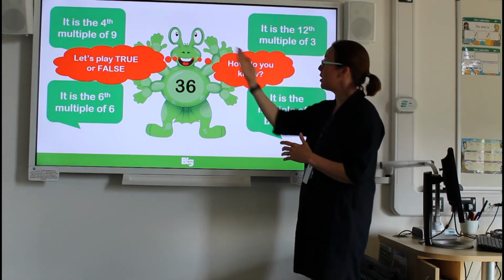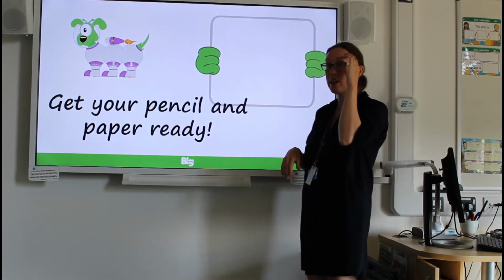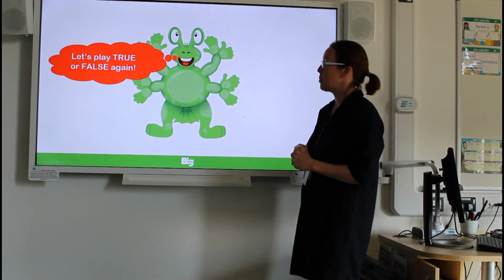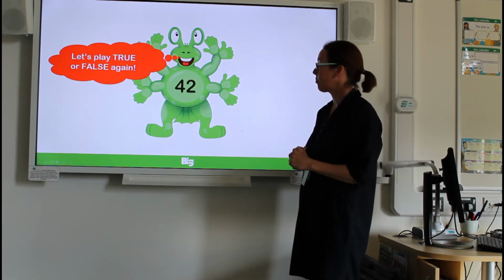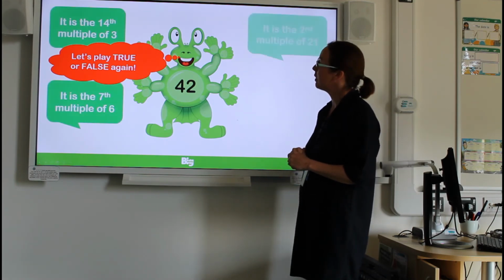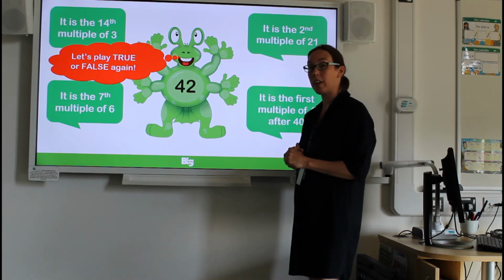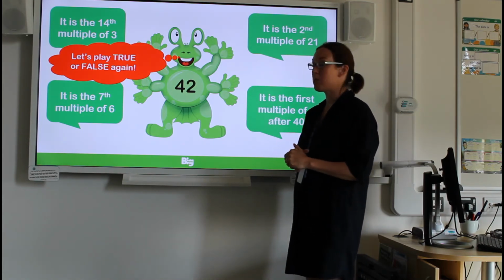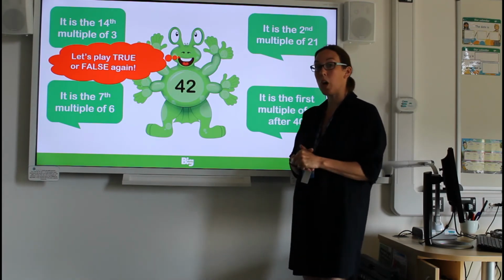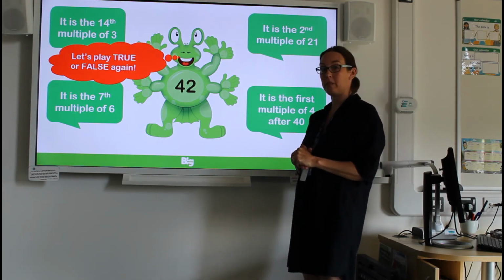How do we know? Because we use our knowledge of our times tables to help us. Okay, get your pencil and paper ready because we're going to try again. Let's play true or false. Here we go. Multiple is 42. Okay, it is the 14th multiple of 3. It is the 7th multiple of 6. It is the second multiple of 21. And it is the first multiple of 4 after 40.